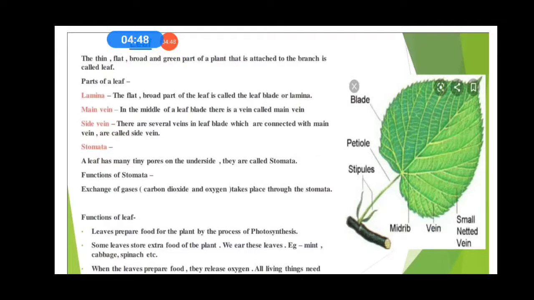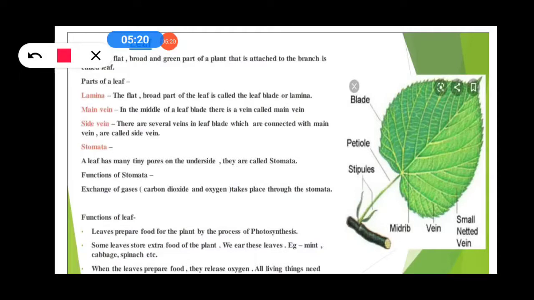Now, leaf. What is leaf? The thin, flat, broad and green part of a plant that is attached to the branch is called leaf. Okay. Now parts of leaf. Mainly 3 parts are there in a leaf. Lamina, main vein and side vein. What is lamina? The flat broad part of a leaf is called the leaf blade or lamina.